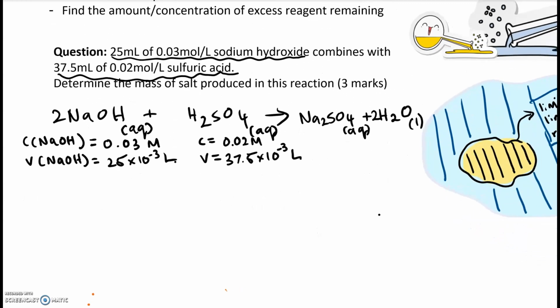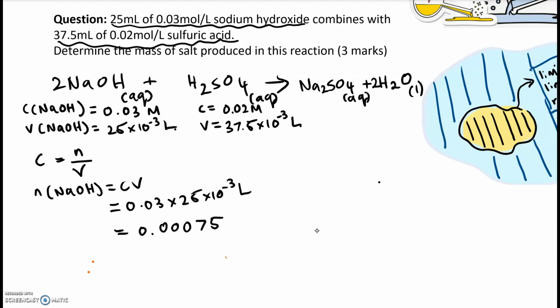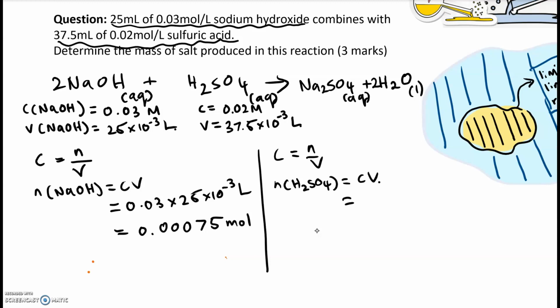Whenever I see C and V, I'm assuming that I'm asked to find n, because concentration is equal to the number of moles of a solution over the volume of solution in liters. And hence, the number of moles of sodium hydroxide is equal to CV. So if I input 0.03 and 25 ml, I should get a value of 0.00075 moles. Let's compare this with our number of moles of sulfuric acid using the same methodology. So inputting those values, we get the number of moles of sulfuric acid is also 0.00075 moles.